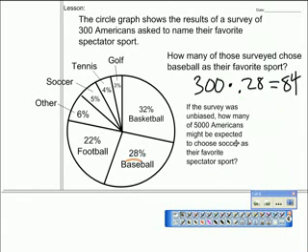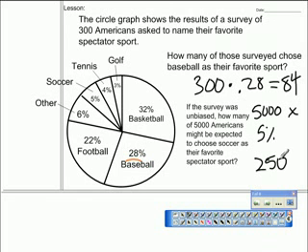If the survey was unbiased, so I'm telling you that it is. If it's unbiased, how many of 5,000 Americans might be expected to choose soccer as their favorite sport? Well, how many chose soccer? 5%. How many people? 5,000, right, in the new one. So I would multiply again, right? 5,000 times 5% or 0.05. 250 people.